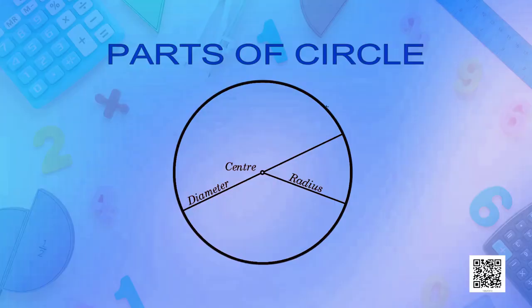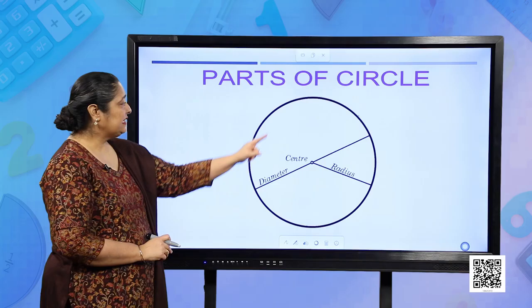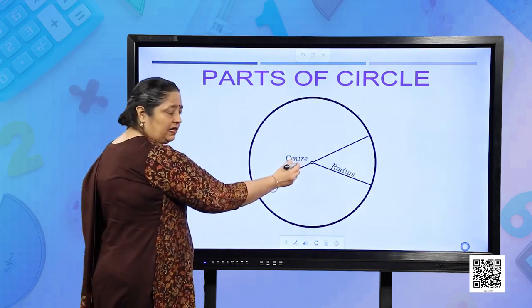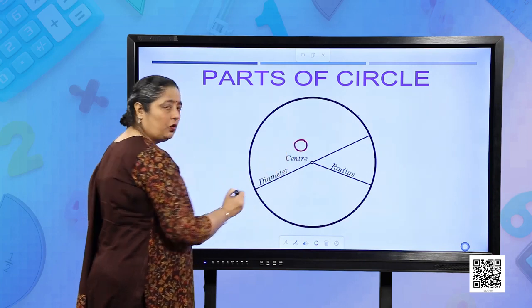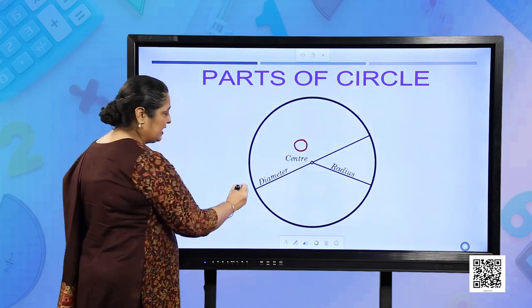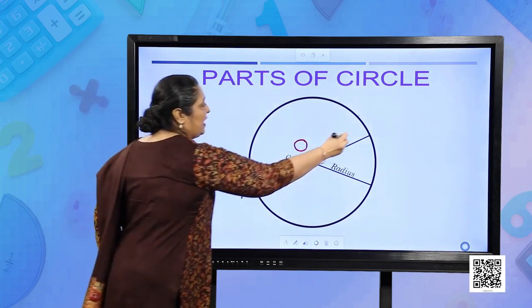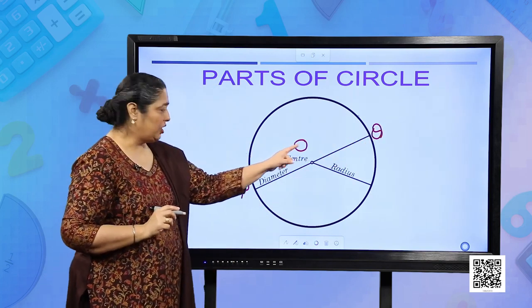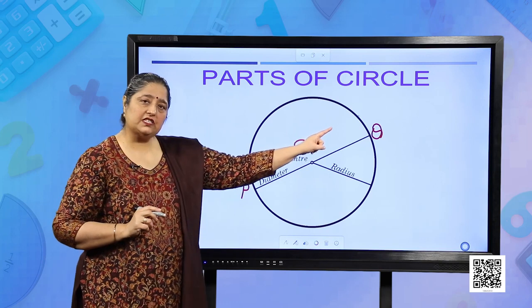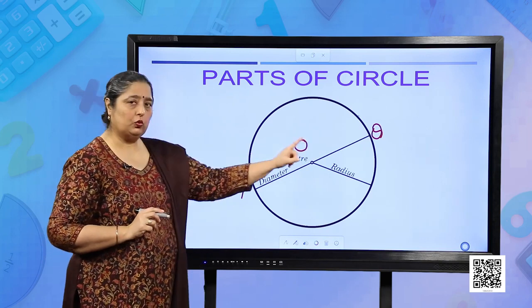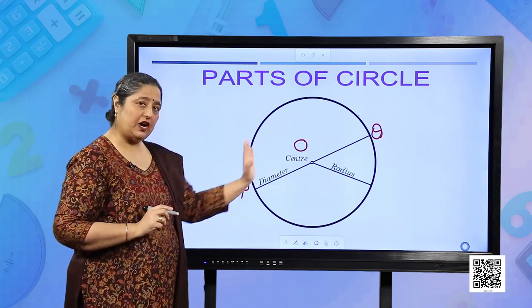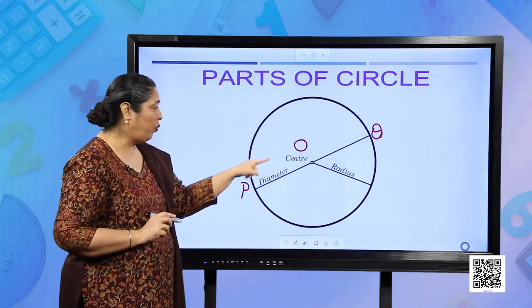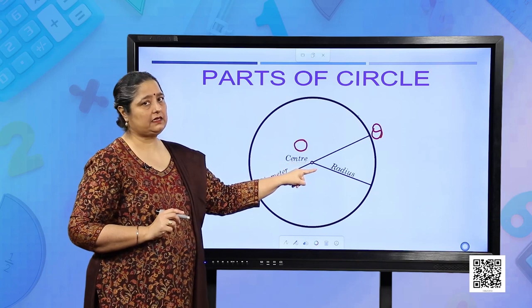What are the parts of the circle we need to study? These are the parts of the circle we have already studied. This is the center. Let me mark it as O. O is the center of the circle, and let me mark P and Q. These are the 2 points on the circle. So, what is the diameter of the circle? This is PQ. The end points are P and Q, and it is passing through one fixed point, that is the center O.